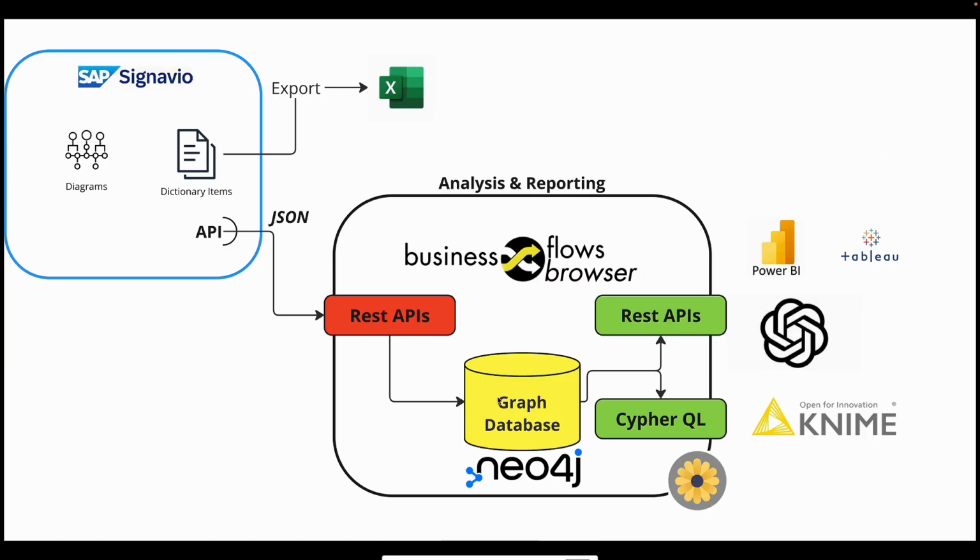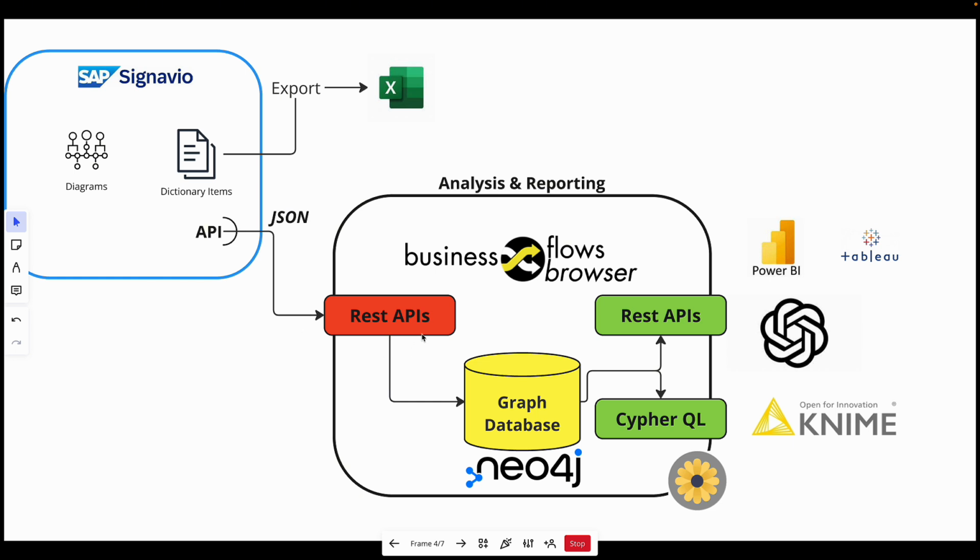What you see here is now the technical setup. I've mentioned before, we have an API with Signavio that we can use to extract the dictionary items in a very similar format as we receive them in Excel, just as JSON. And we additionally can extract the diagrams in a BPMN format as JSON. It's kind of like wrapped differently over REST APIs.